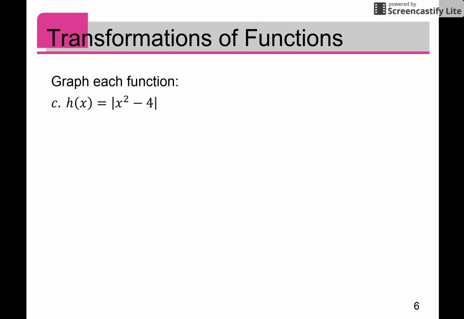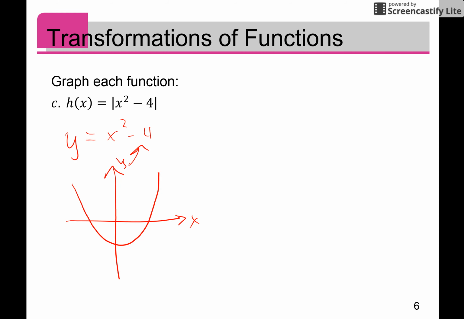All right, we want to graph the absolute value of x squared minus 4. Well, if I were just graphing y equals x squared minus 4, I would say that this is a shift down 4 units on the graph of the parabola. So that would look like this, where this is negative 4, and 2 and negative 2.